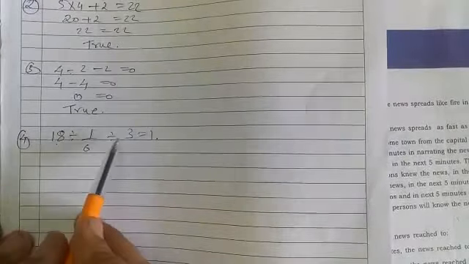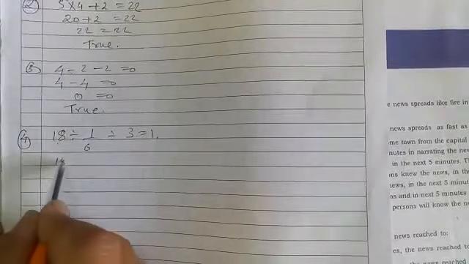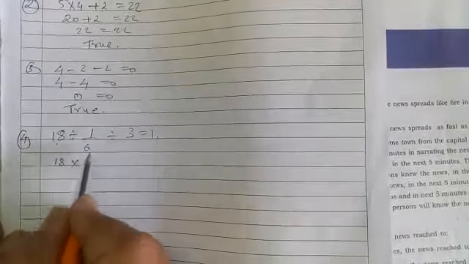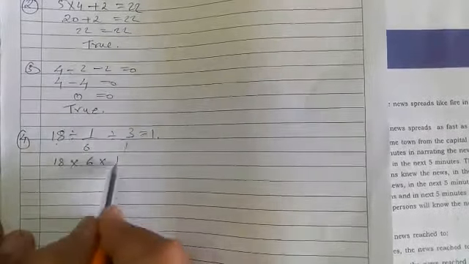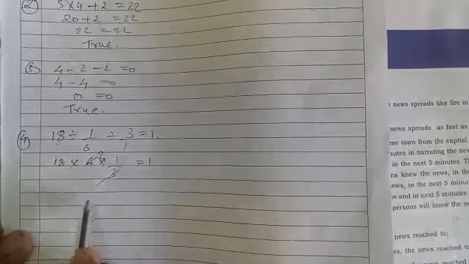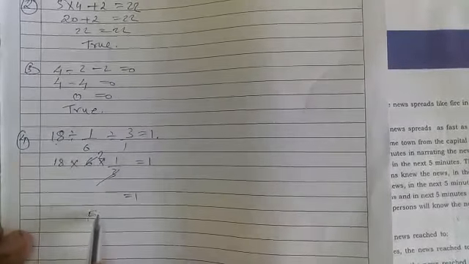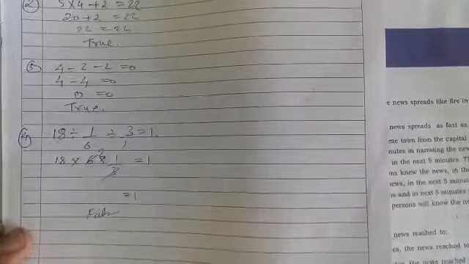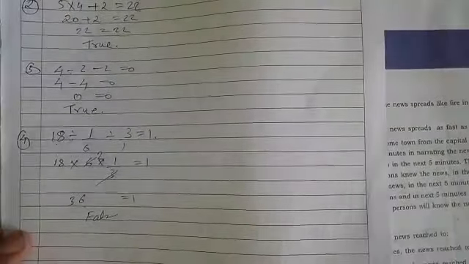18 divide 1 upon 6 divide 3 equal 1. We know if we change divide into multiply, it is reciprocal. It is reciprocal. Now 3 6s are 18, equal 1? 18 into 6 is 18, we won't get 1. That's why it is false. Is it clear to all of you?